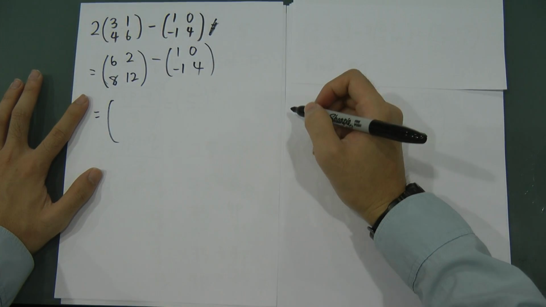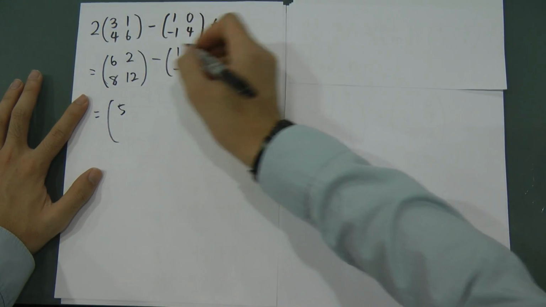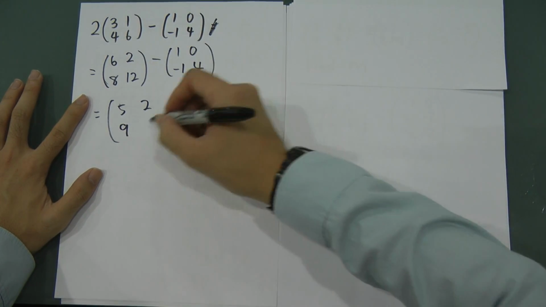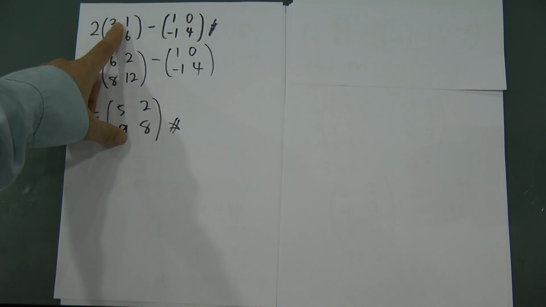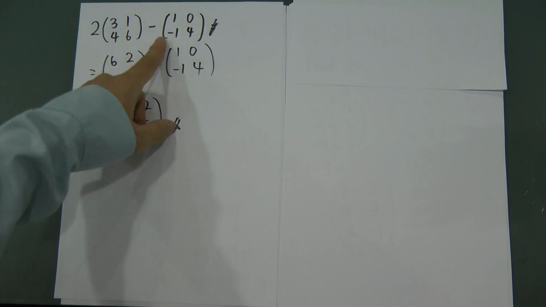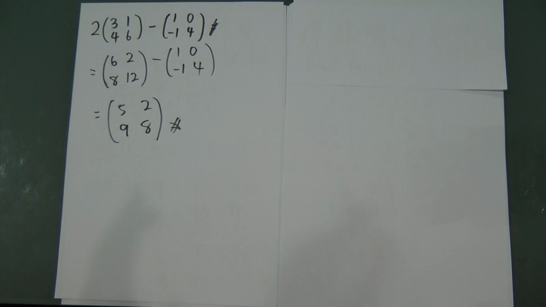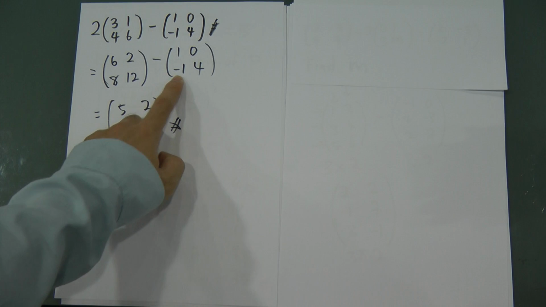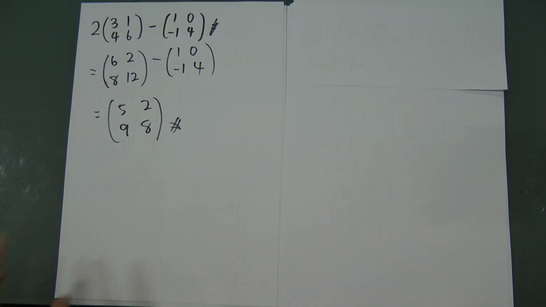Therefore, you just do the simple minus. So 4 minus 1, 5. 2 minus 0, 2. 8 minus negative 1 is 9. 12 minus 4 is 8. Answer. I think this one shouldn't have problems. Just make sure to multiply into all of it correctly, and then do your minus. But always be careful. Minus negative will give you positive. So 8 plus 1 is 9. Just be careful on this one. Don't make a careless mistake.